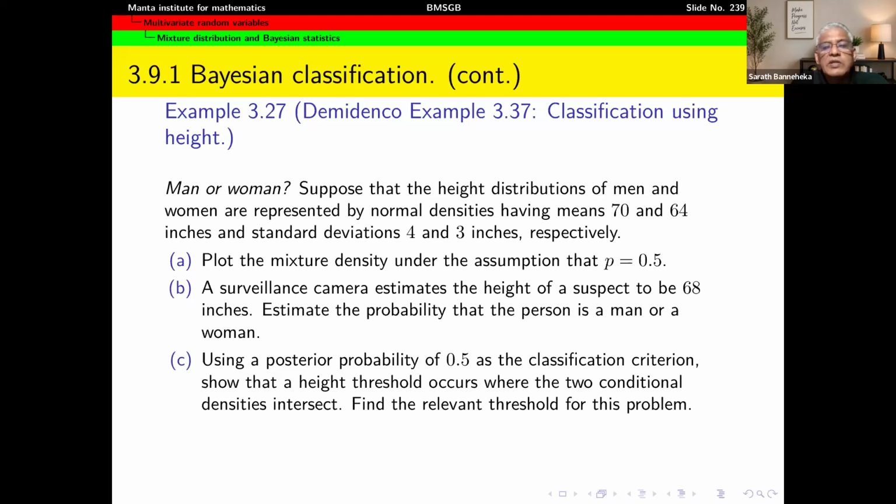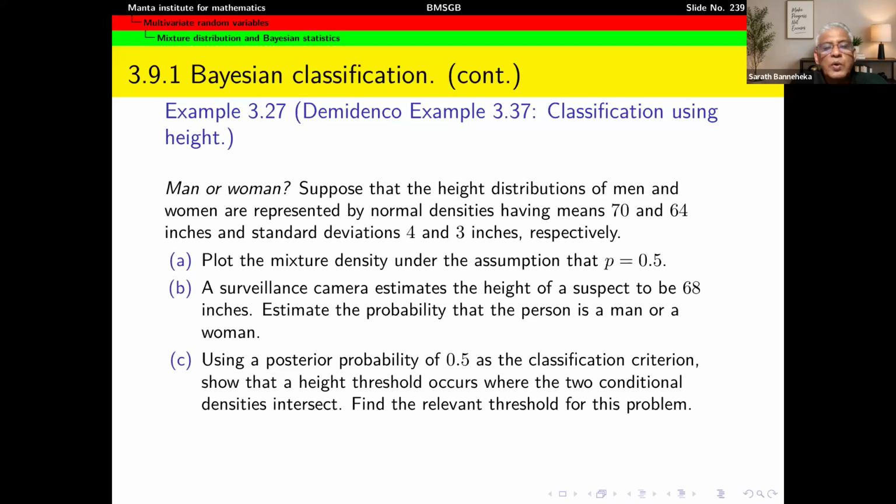A surveillance camera estimates the height of a suspect to be 68 inches. Estimate the probability that the person is a man or a woman. So we cannot identify the person as a man or a woman, but the height is observed. So using that, we have to predict whether the person is a man or a woman.